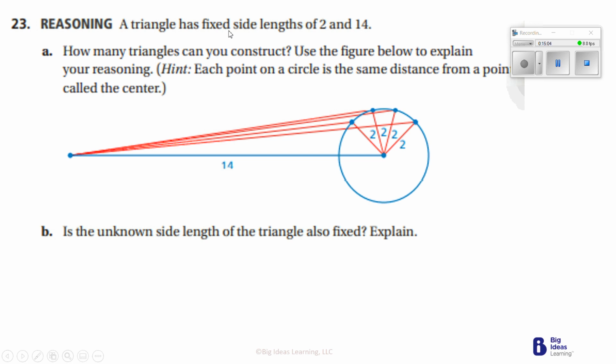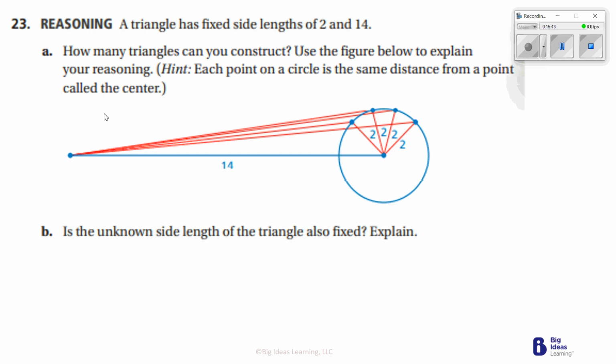23. A triangle has fixed side lengths of 2 and 14. How many triangles can you construct? Okay, remember, a triangle has fixed side lengths of 2 and 14. So, all right, we can have 2 here, right? We could have 2 here, we could have 2 here, we could have 2 here. So how many triangles can you construct? Use the figure below to explain the reasoning. It says each point on a circle is the same distance from a point called the center.